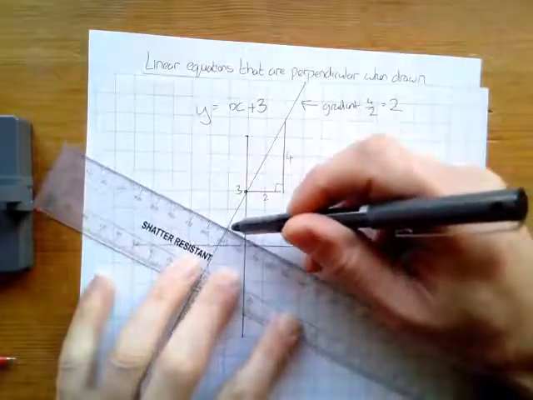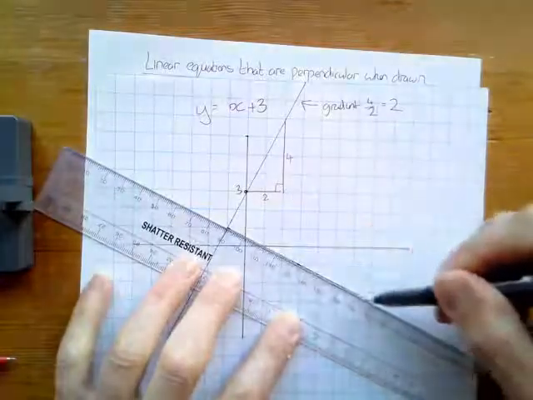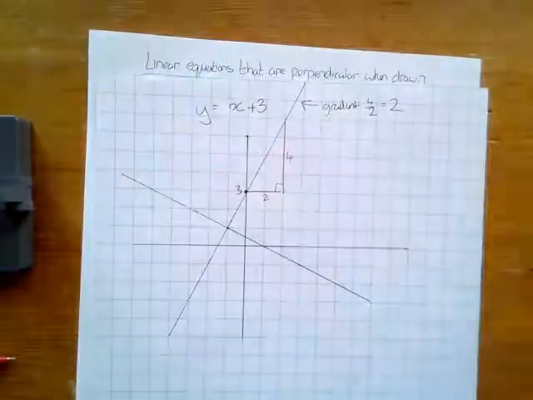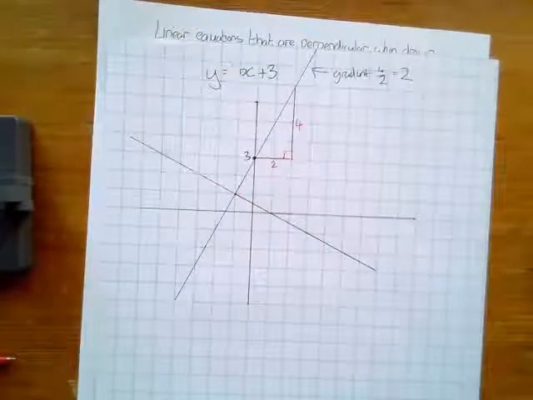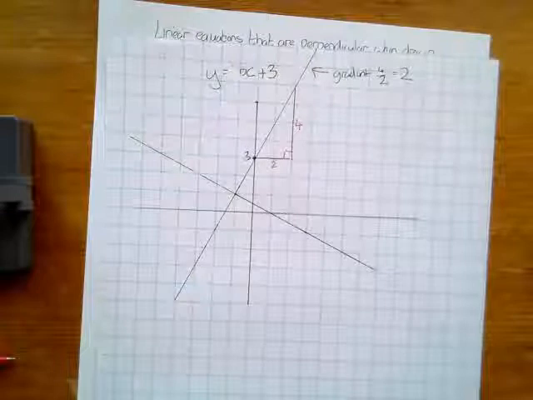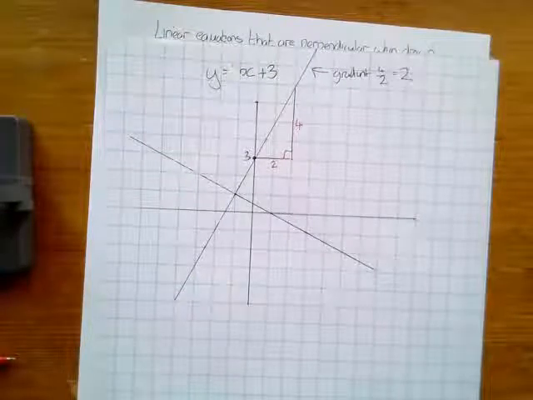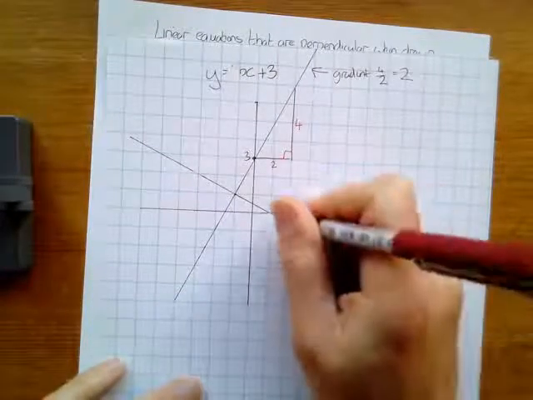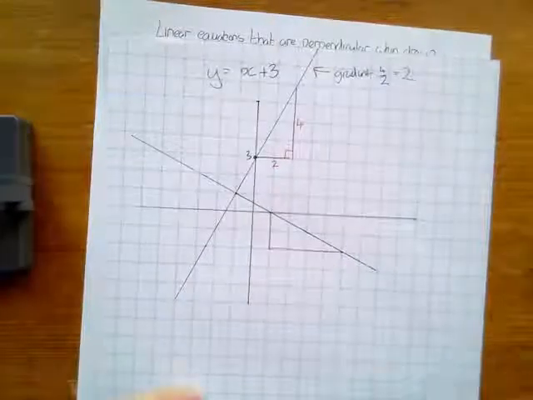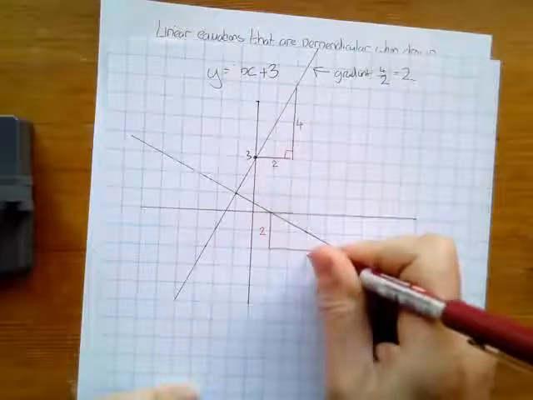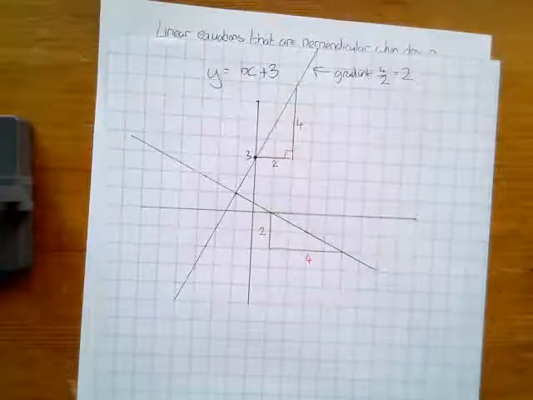There we go. That line there is perpendicular to that line there. Now I wonder what its gradient is. So to find its gradient, I'm going to need to draw a right angle triangle on it again. Let's do it here. This time it's 2 and 4 again, but they're the other way round.